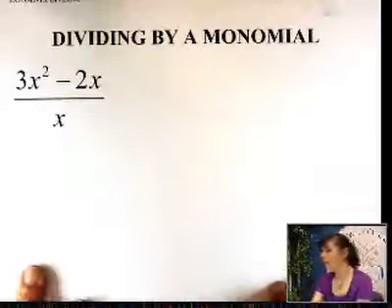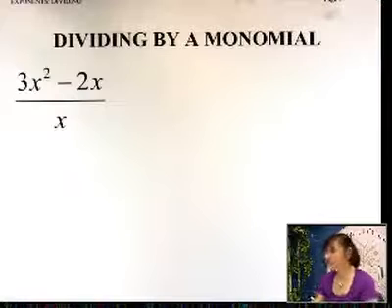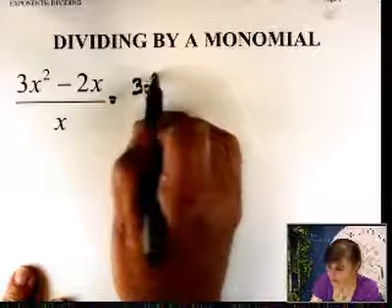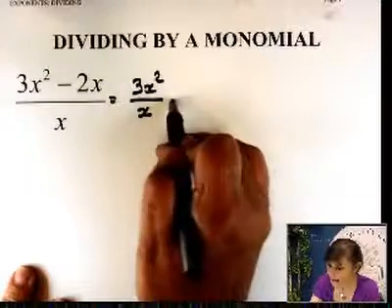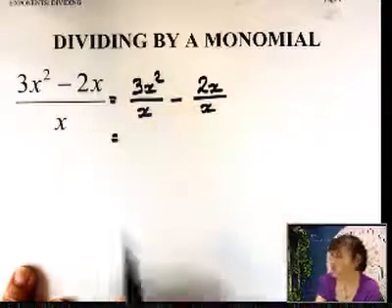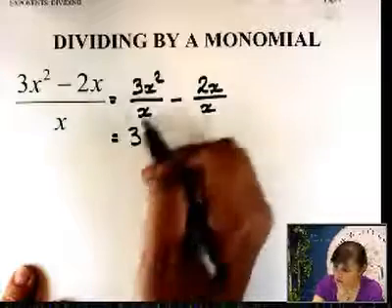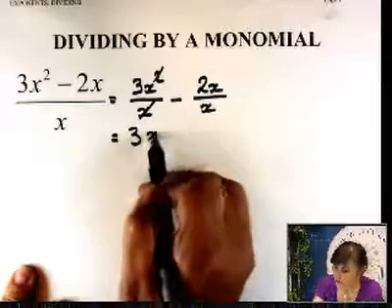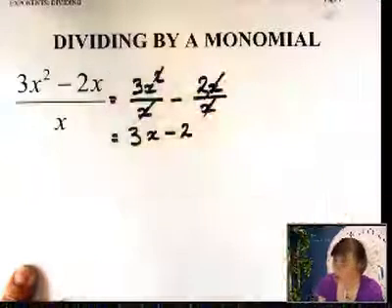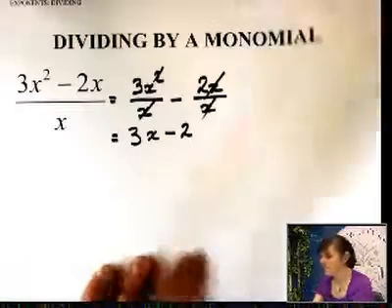Dividing a polynomial by a monomial. Monomial, one term. The key is to get them separated. You have 3x squared divided by x minus 2x divided by x. How do you do that? You have a 3, then one of the x's will go, here we go, minus, and both of the x's will go, 3x minus 2. Pretty easy. Let's make it a little bit harder.